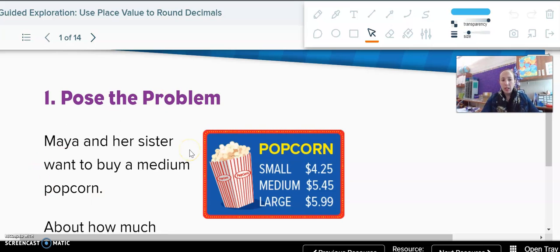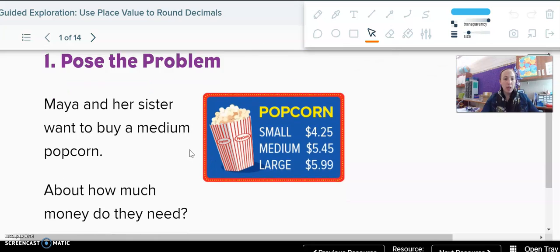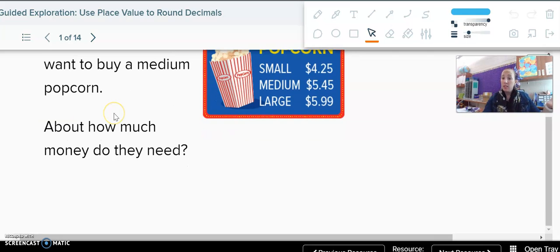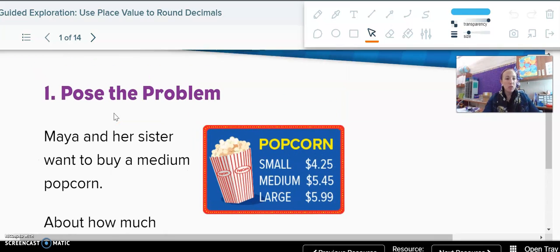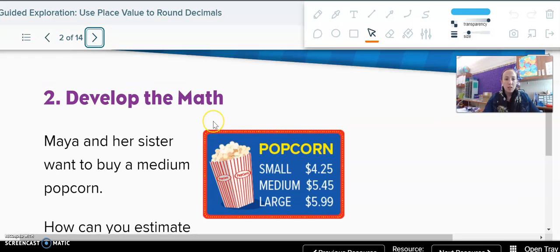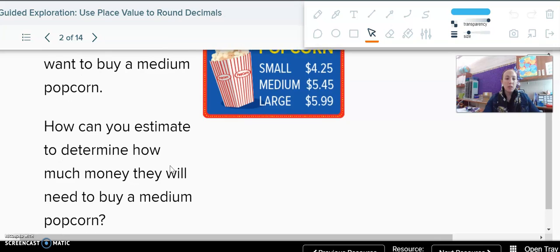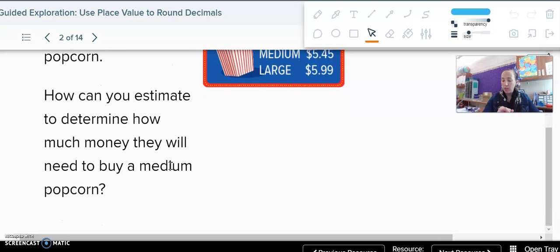So imagine Maya and her sister want to buy a medium popcorn. About how much money do they need? Well, if I say a medium costs $5.45, about how much money is that? That's the problem we're going to think about to begin with. So how can I estimate to determine how much money they will need to buy a medium popcorn?